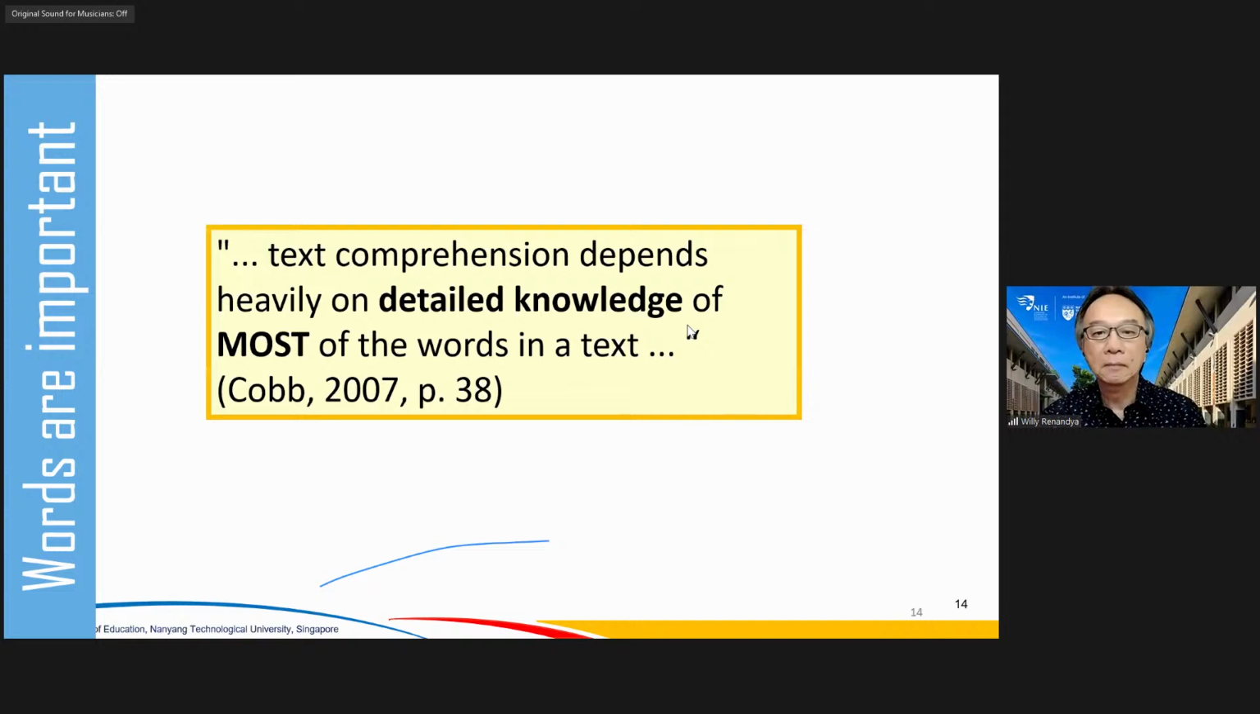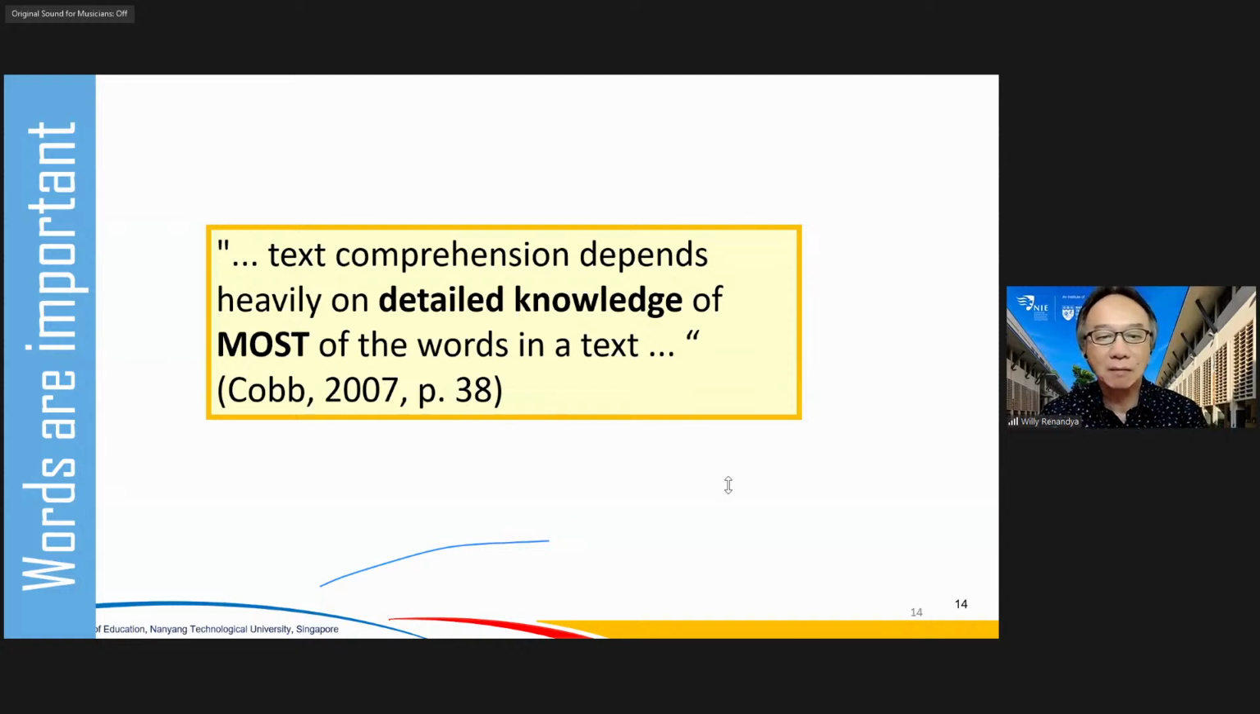Okay. Now, here is another quote that will help you understand why your students have difficulty reading. If you are preparing for a reading lesson and when you try to implement your lesson in the classroom, you find that, hey, my students don't understand the text. Why is that? This is probably the reason. Because reading comprehension, the ability to comprehend, to understand, depends on detailed knowledge of most of the words in text. So the key word here is most of the words in the text.